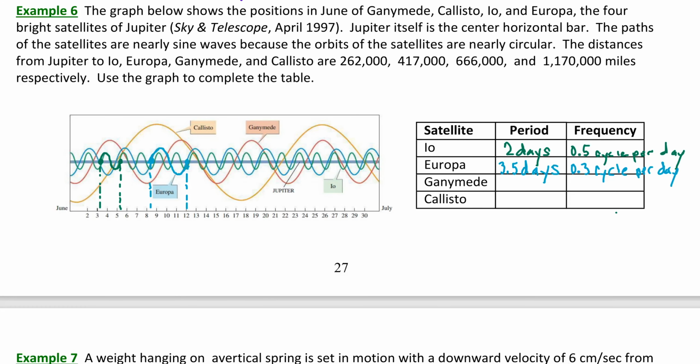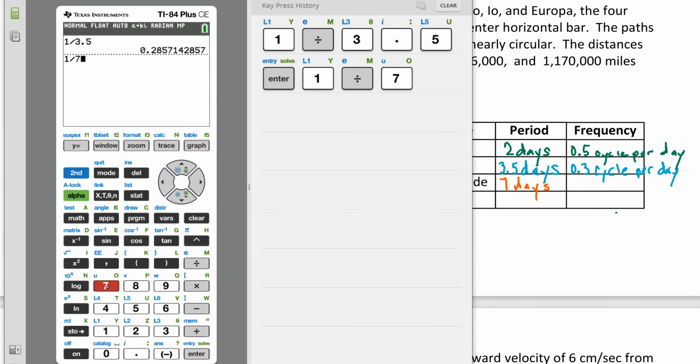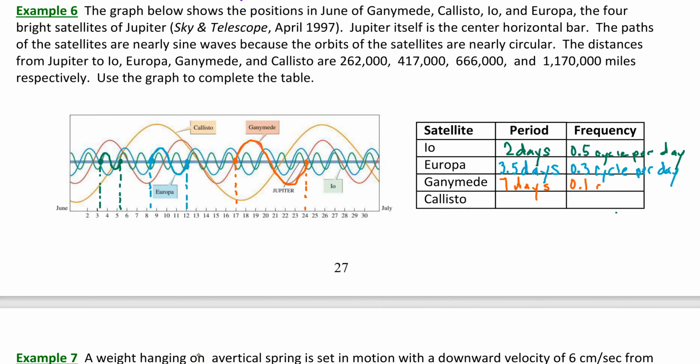Now think about it. How do these values compare to the moon rotating around the Earth? It takes approximately 28 days for the moon to go around the Earth. So these moons are covering a large distance in a short amount of time. Ganymede is the moon here in orange. So again, I'm recognizing the beginning and the end of a fundamental cycle. This one appears to be about 7 days. So if we invert that, I'm just going to approximate it, 1/7, about 0.1 cycle per day.